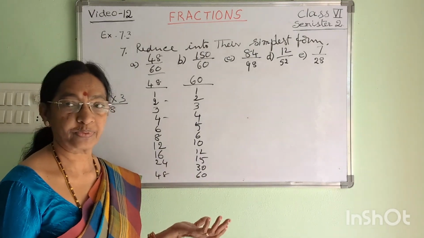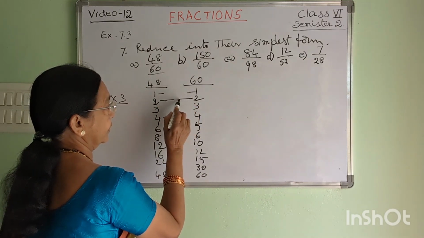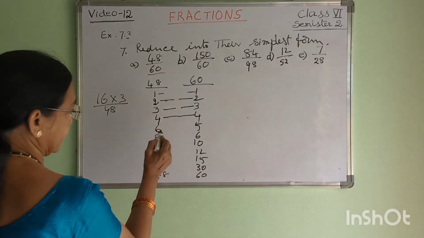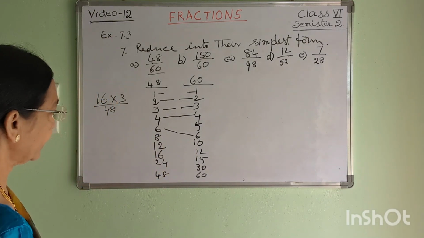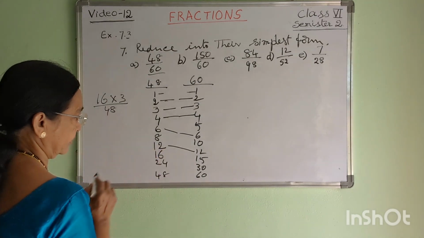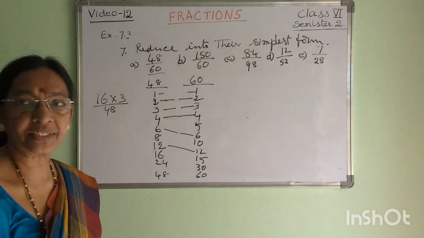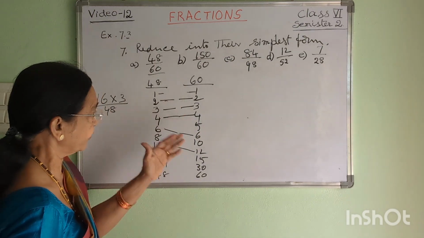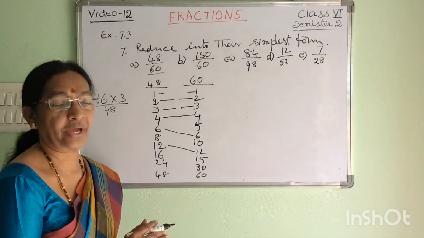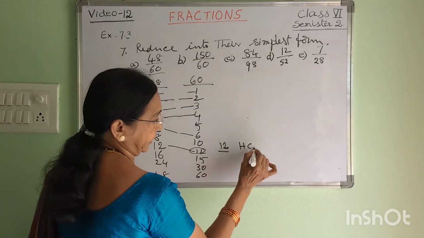So now we have to observe the common factors. 1 is common in both, 2 is common, 3 is common, 4 is common. Next 6 is common, 12 is common. So which is the highest common factor? These are all the common factors: 1, 2, 3, 4, 6 and 12. Among these, the highest one is 12. 12 is the highest common factor.